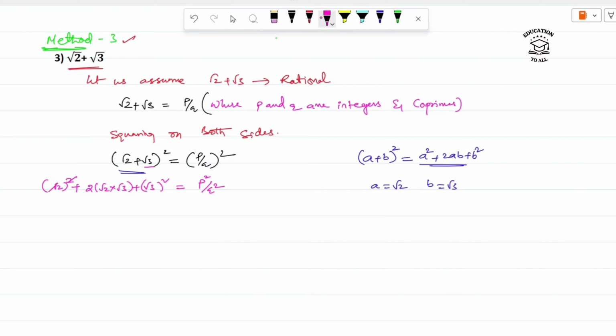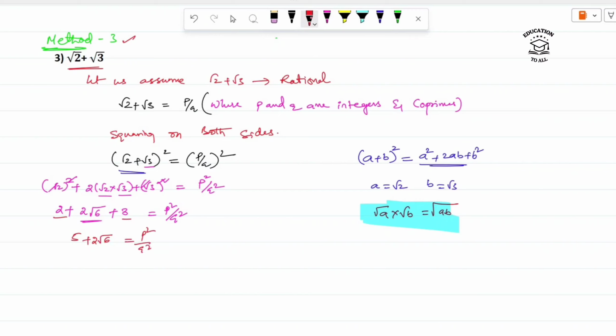Now this square root cancels, this square root cancels. Now what is there? 2 plus 2 into root 3 into root 2 is root 6, plus 3 is equal to p square by q square. Remember how I wrote this one? We have a formula, root a into root b can be written combinedly as root of ab. Based on this formula I wrote that. Okay, got it. Then 2 plus 3 becomes 5. 5 plus 2 root 6 is equal to p square by q square.